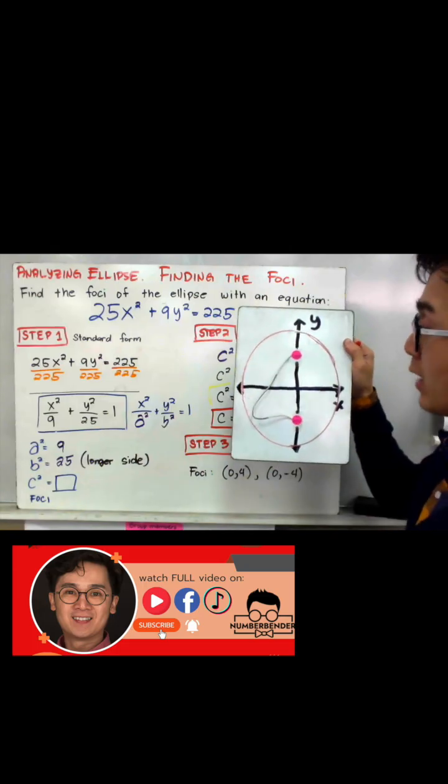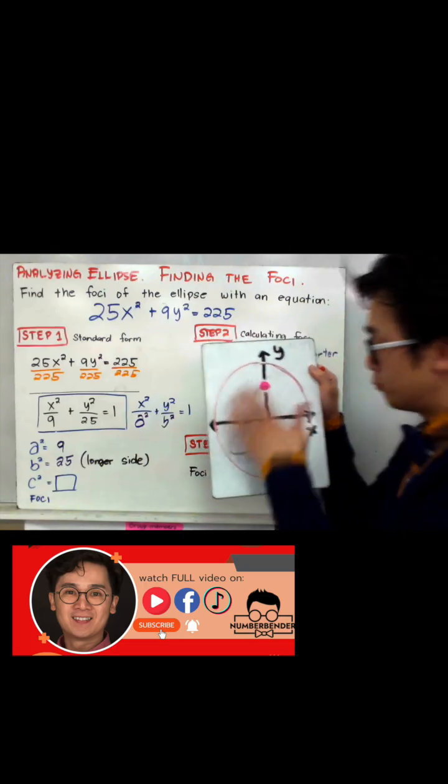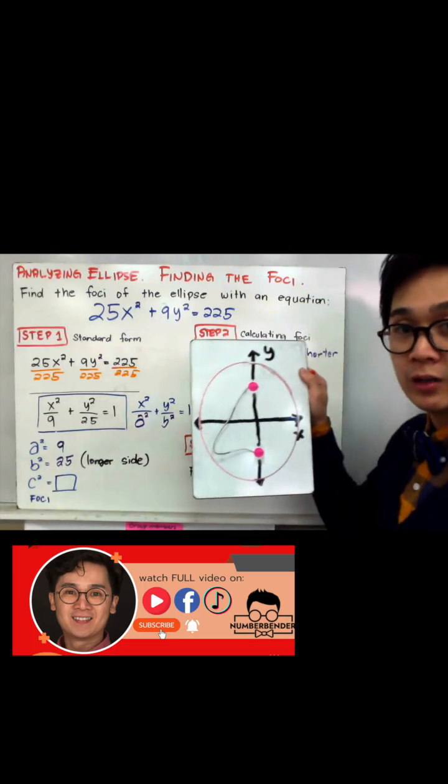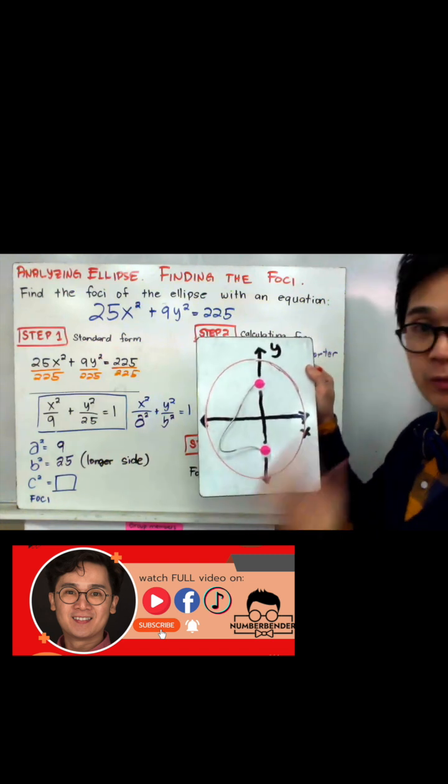Like what I've said a while ago, the foci are pretty much one of the most important parts of an ellipse because they determine the shape of your ellipse.